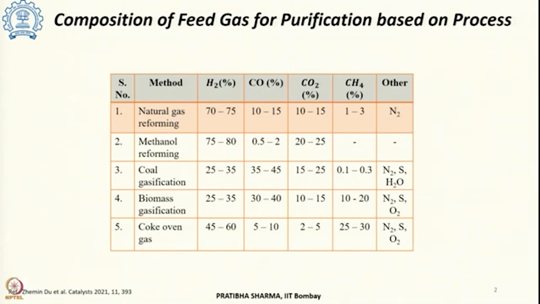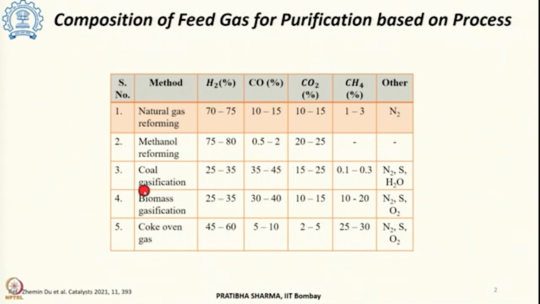Steam methane reforming, which is the most widely used method for hydrogen production, has 70 to 75% hydrogen in it, 10 to 15% carbon monoxide and carbon dioxide, 1 to 3% unreacted methane and some small fraction of nitrogen. In methanol reforming, 75 to 80% is hydrogen, 20 to 25% carbon dioxide and a small amount, 0.5 to 2%, of carbon monoxide.